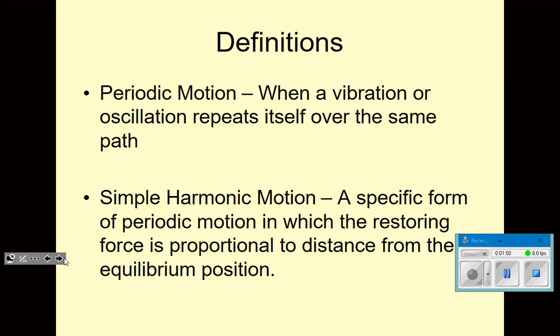So definitions to go in your definition square, you have periodic motion, and periodic motion is really just when a vibration or an oscillation, which is a movement, repeats itself over and over and over again, and it goes over the same path. Simple harmonic motion is really just a specific form of periodic motion where there's a restoring force that's proportional to the distance from the equilibrium position. Equilibrium positions are just considered one location. So the further you move away from that single location, the more force it's going to take to move it back to that. So that creates simple harmonic motion.